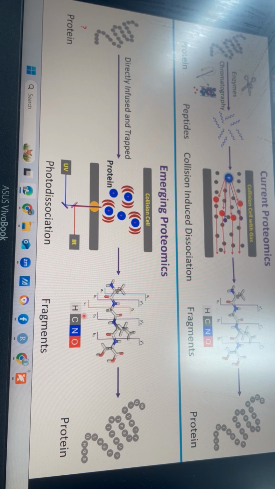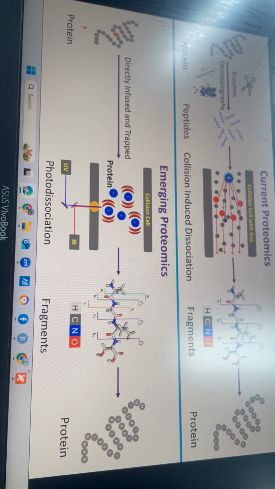Of course, there is a challenge of data analysis for emerging proteomics, but then we can easily identify all the amino acids present in the protein, and we can have better investigation, better detection of the protein. Also, this system doesn't require chromatography or enzyme, because some enzymes cannot break down the protein into peptides.